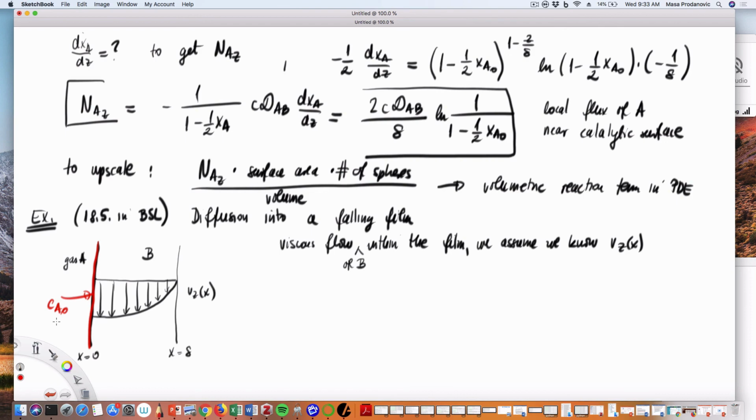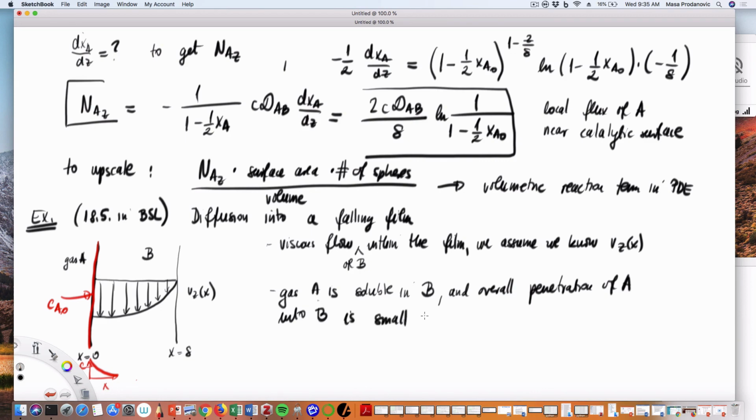Just at that location. So I'm wondering, well, how will this actually diffuse into this viscous film, knowing that the viscous film is dominant in pulling things down? So if you think about the concentration, see here, it's going to be maximum and fall down as it goes into the film, and I'm just wondering what that is. So gas A is soluble ever so slightly in B, and overall penetration of A into B is small compared to the film thickness.